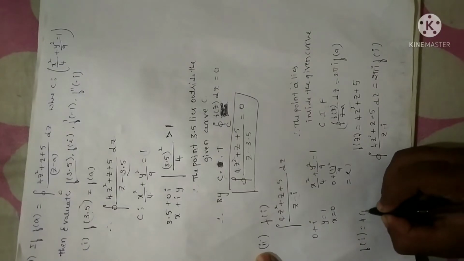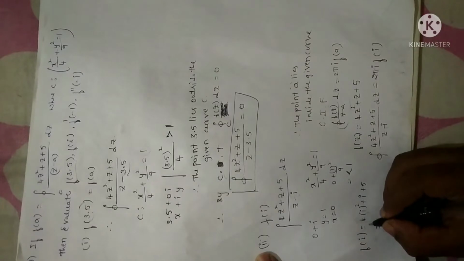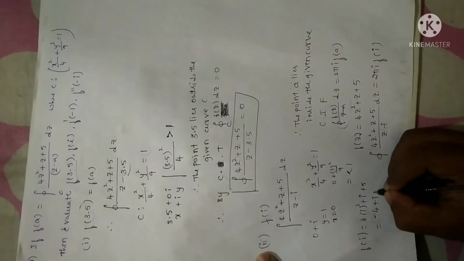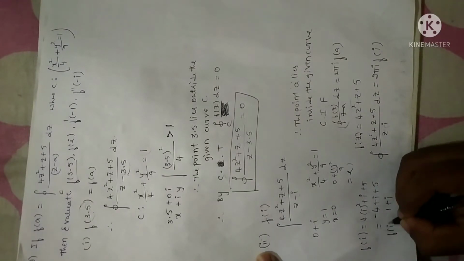You will get 4 into i square plus i plus 5. So you will get i square value is minus 1. Minus into plus is minus, 4 plus i plus 5. So 5 minus 4 is 1 plus i. So f of i value is 1 plus i.